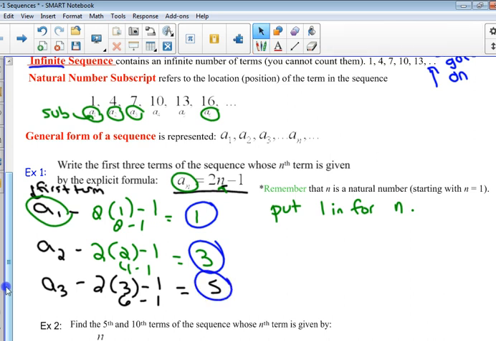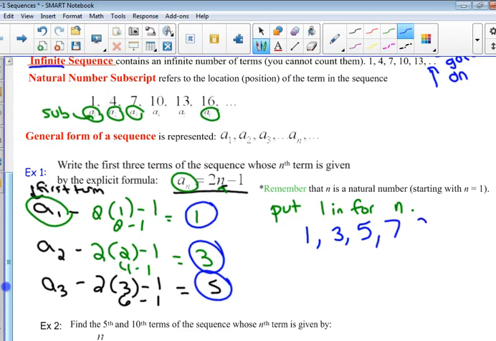So if you guys actually wrote out our sequence of numbers now, our sequence is going to be 1, 3, 5. Could you figure out probably what's going on here? Going up by 2. So if I wanted to keep going, my next ones would be 7, 9, and you keep doing this out.